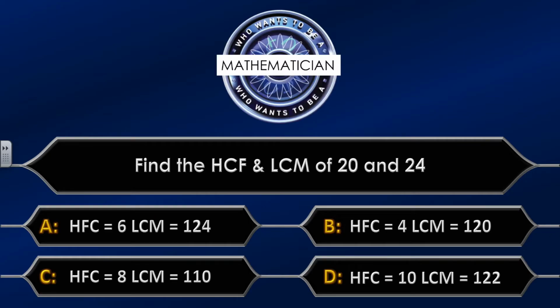Question four, find the highest common factor and lowest common multiple of 20 and 24. Again, four possible answers are A, highest common factor equals 6, lowest common multiple equals 124. B, highest common factor equals 4, lowest common multiple equals 120. C, highest common factor equals 8, lowest common multiple equals 110. D, highest common factor equals 10, lowest common multiple equals 122. Now I'm going to give you around 15 seconds so you can answer this question.